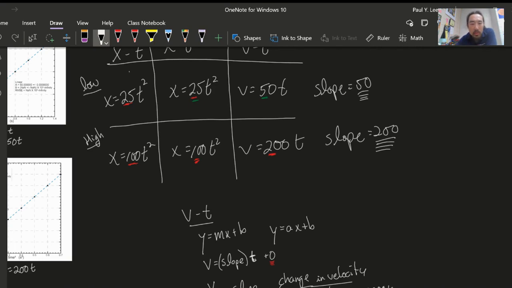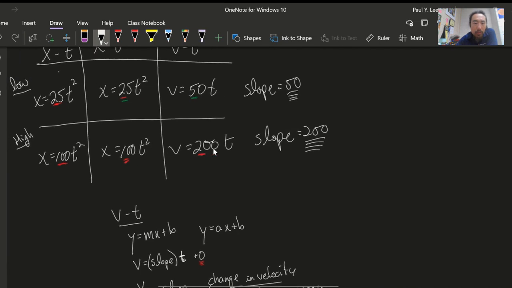Okay, so that leads us to the next two formulas here. We have x is equal to 25t squared, and x is equal to 100t squared. If we take a look at it, we can see that in both instances, the value is exactly 1/2 of the velocity-time slope. So that will lead us into our next formula.